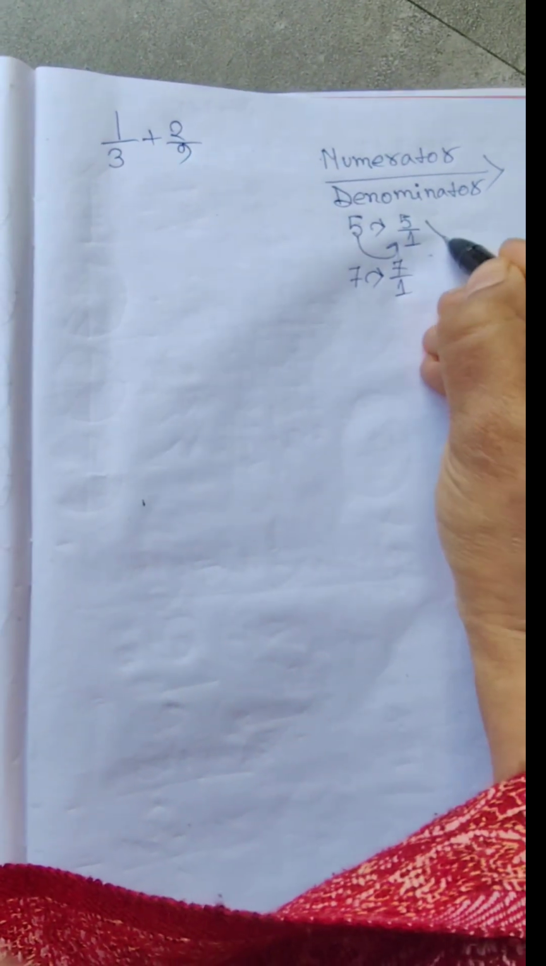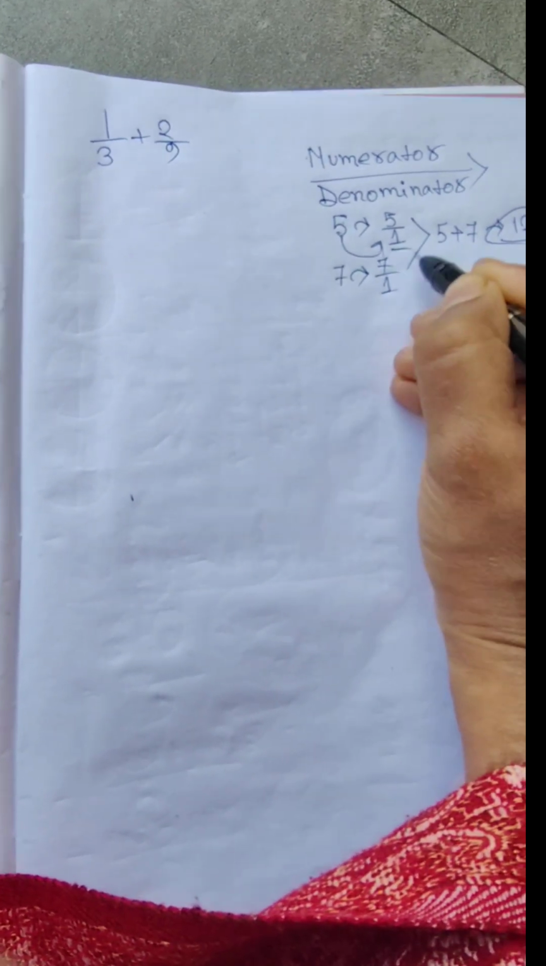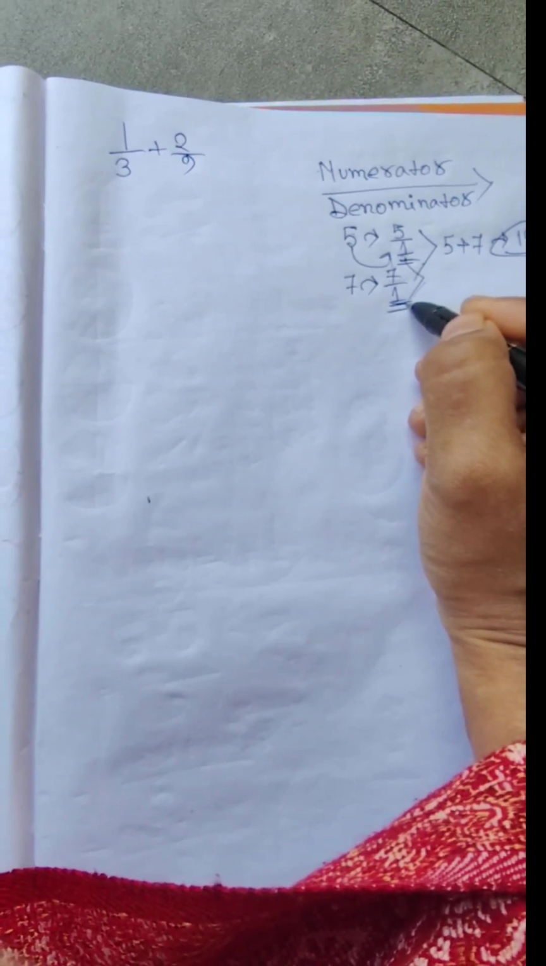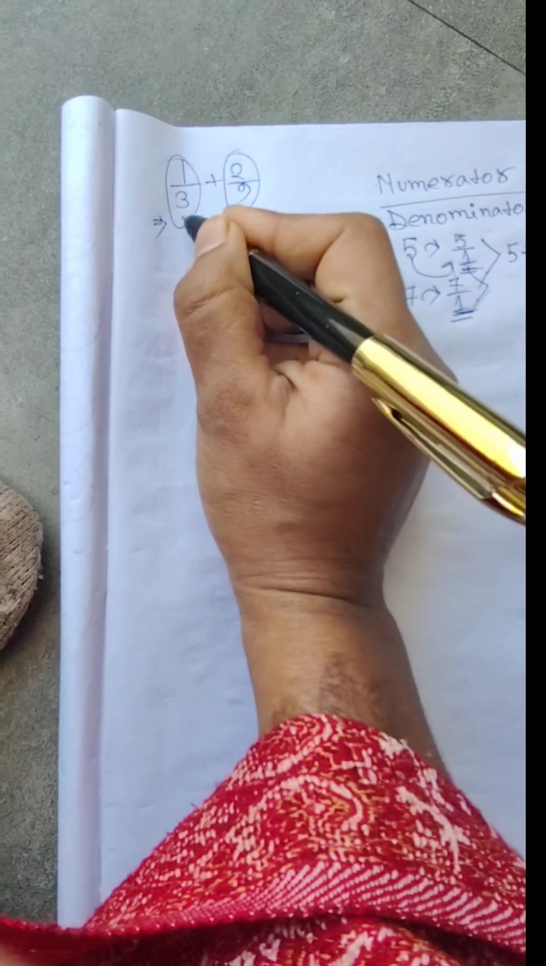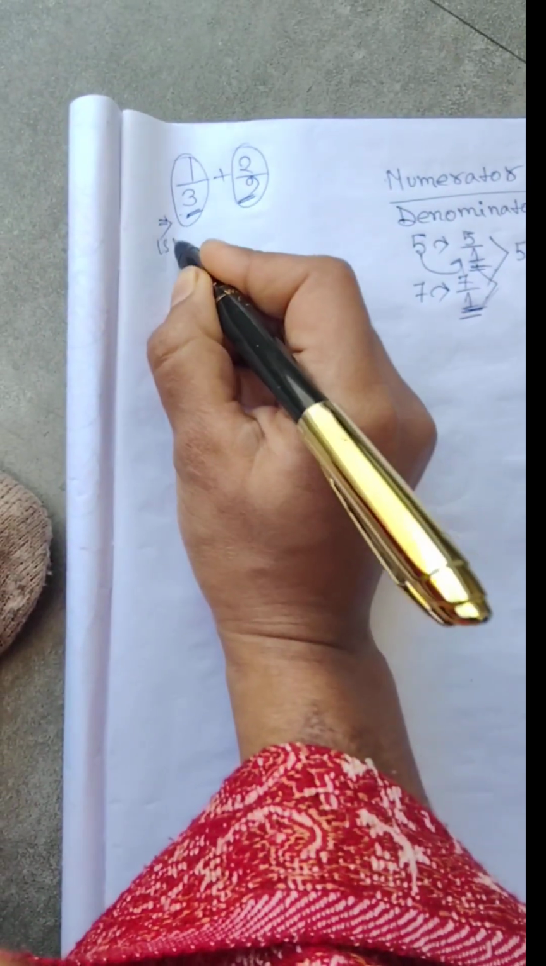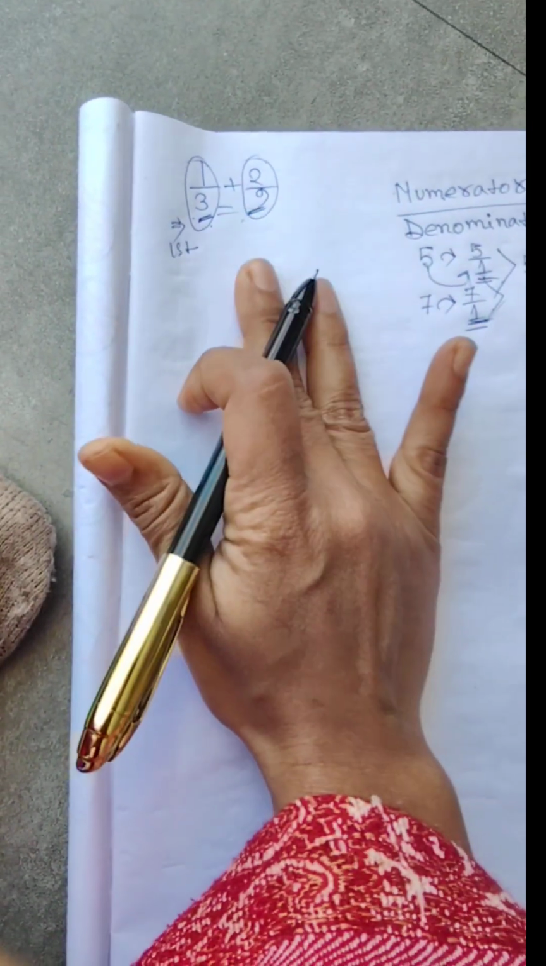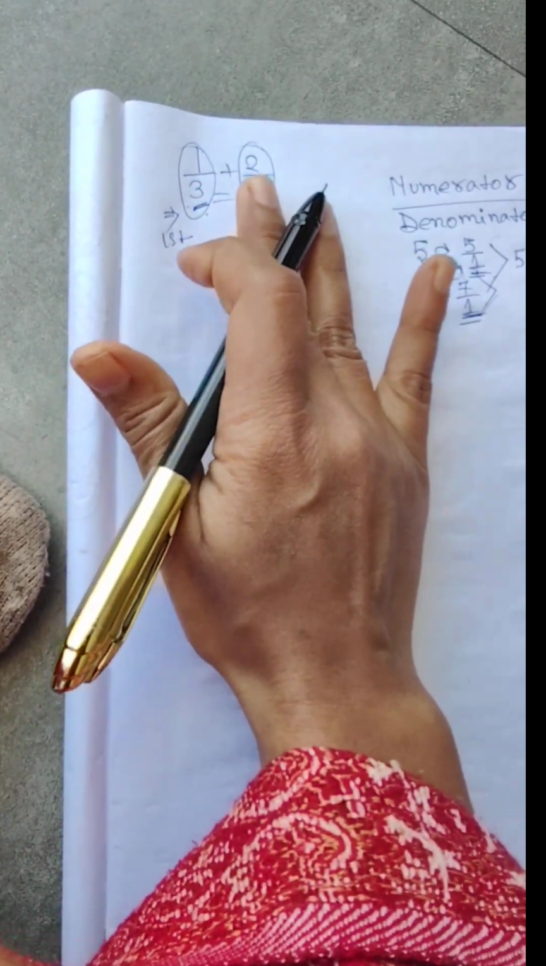So that's why when we add 5 plus 7, we get the result 12, because the denominator for these two numbers is already the same. So that's why when we add fractions, the denominator must be the same. If the denominators are not the same, then the first step is to make the denominators equal. Then we can add the fractions. This is the basic rule to add or subtract fractions.